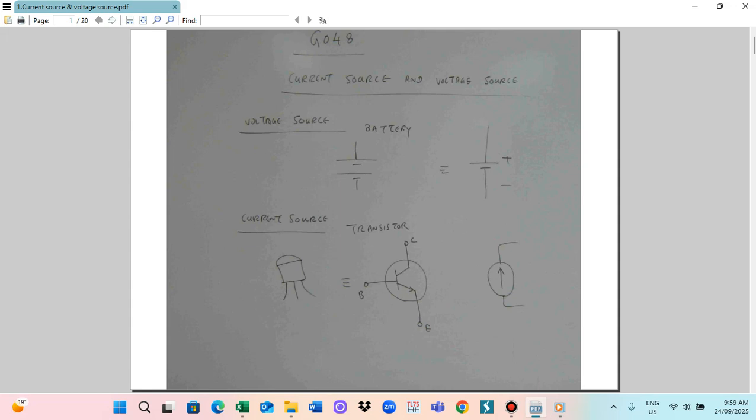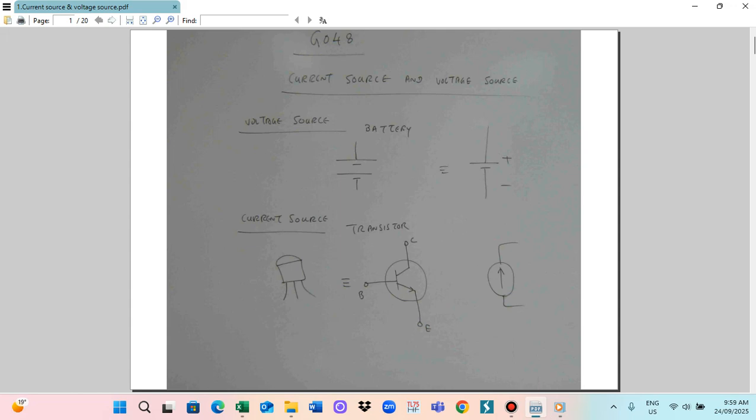So a battery source is like this. You can see that this is for a battery. All the power supplies you see, this is a DC power supply. Those are voltage sources. In the practical room you see the DC power supply. This one is the DC power supply voltage source, and this one is the AC supply. Those are voltage sources.